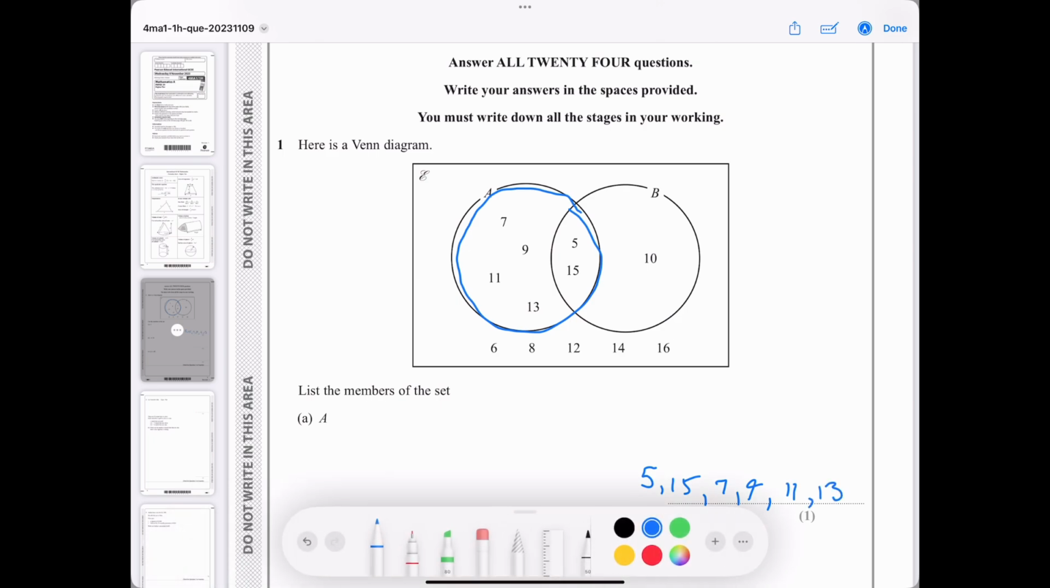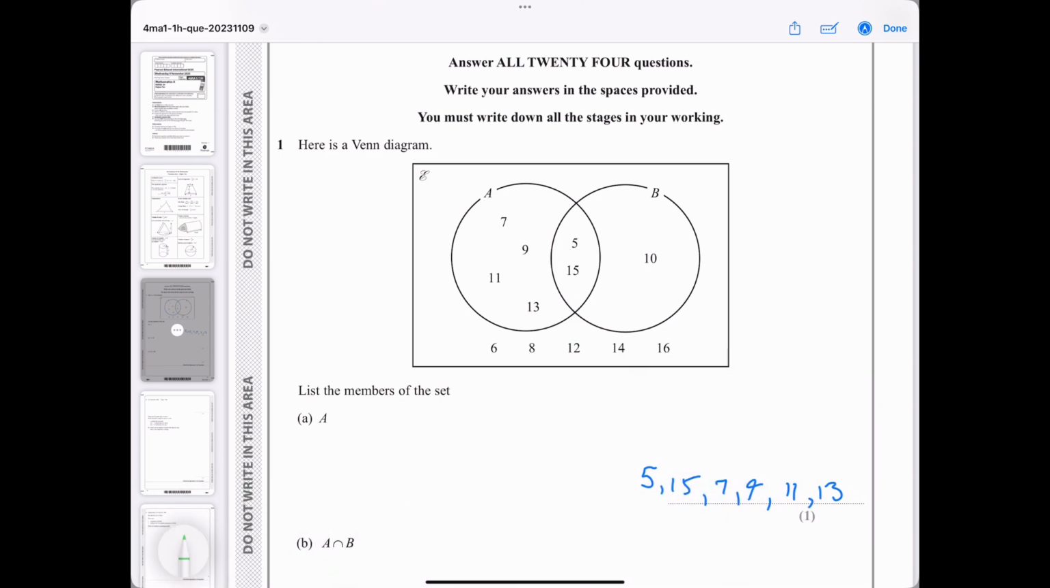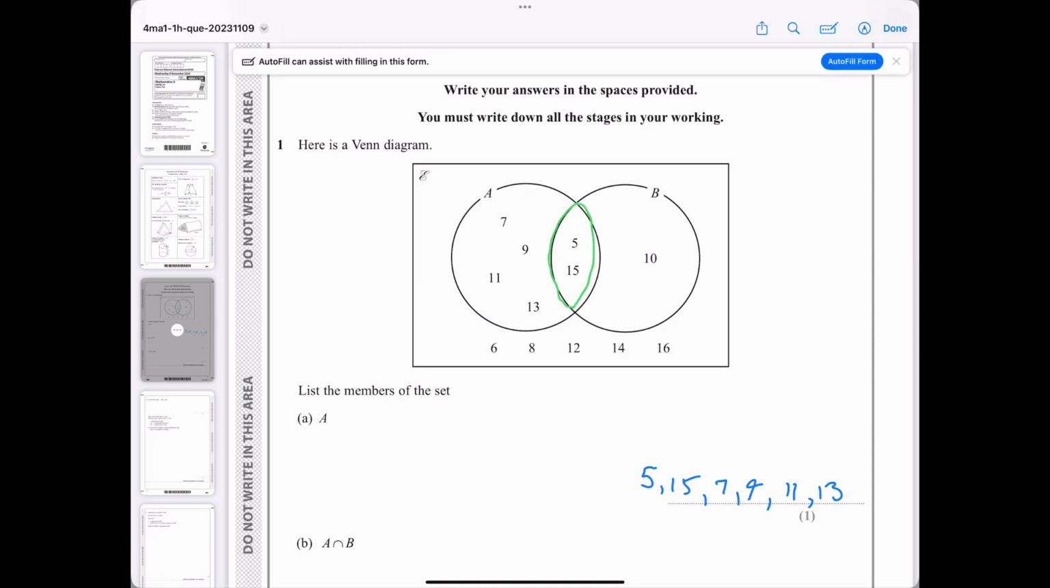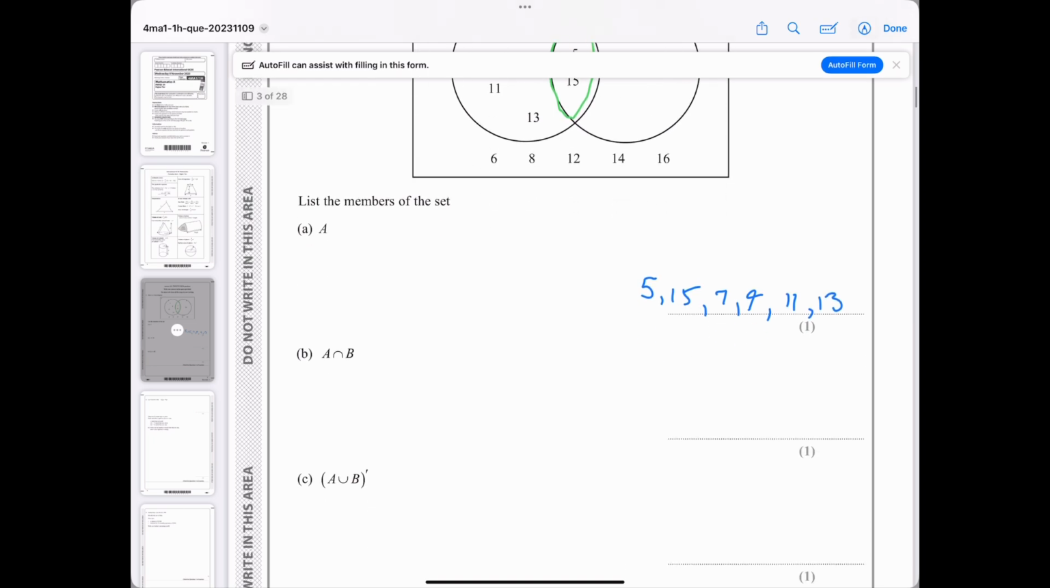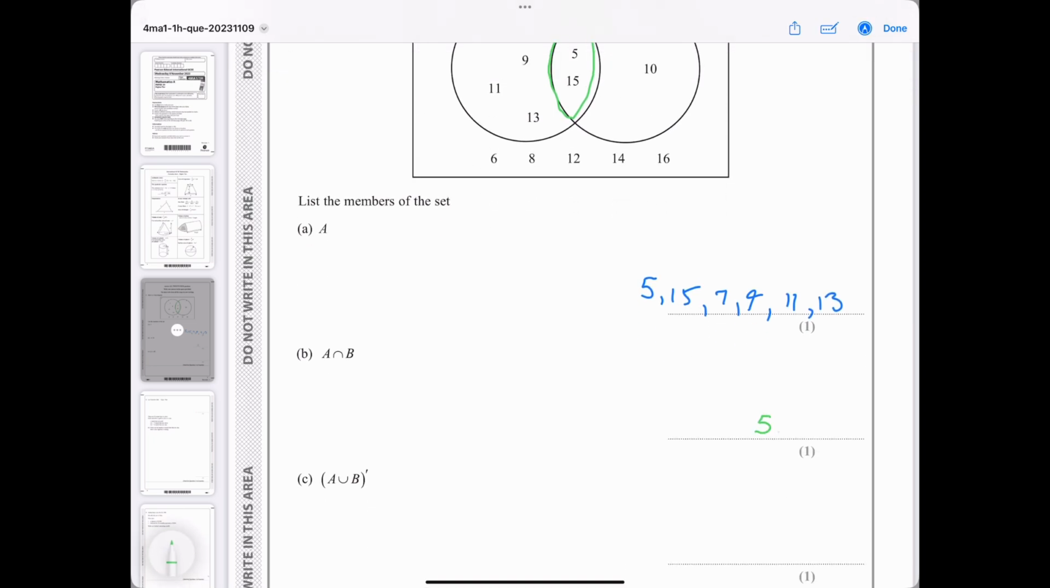Let's just clear that up. Now, the second thing we've got to know is what is A intersection B. So it means where it's in both A and B. So it's this bit here, so it's 5 and 15. So let's just go up, and that's 5 and 15.